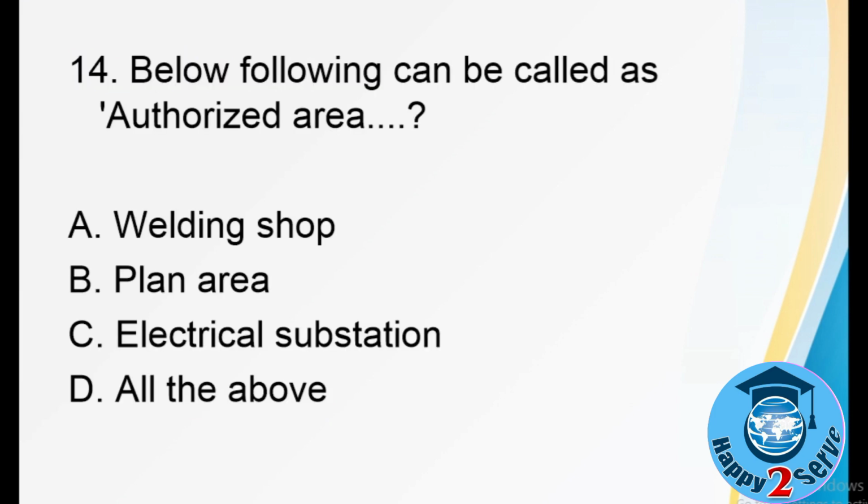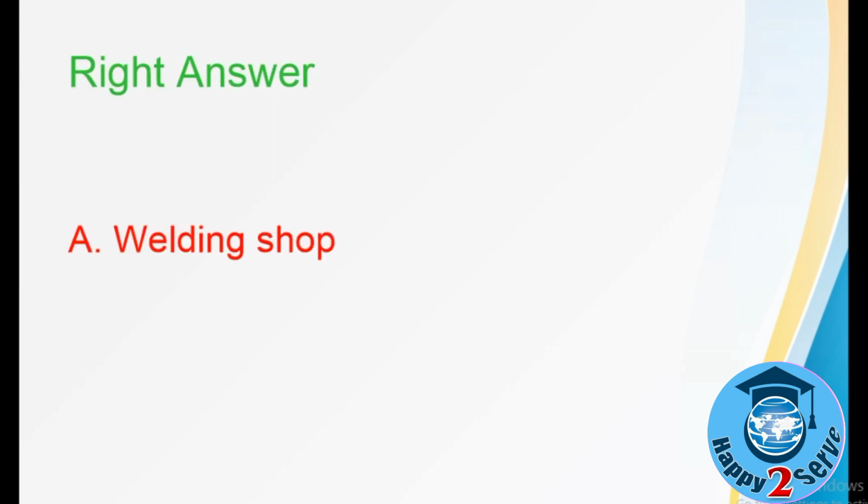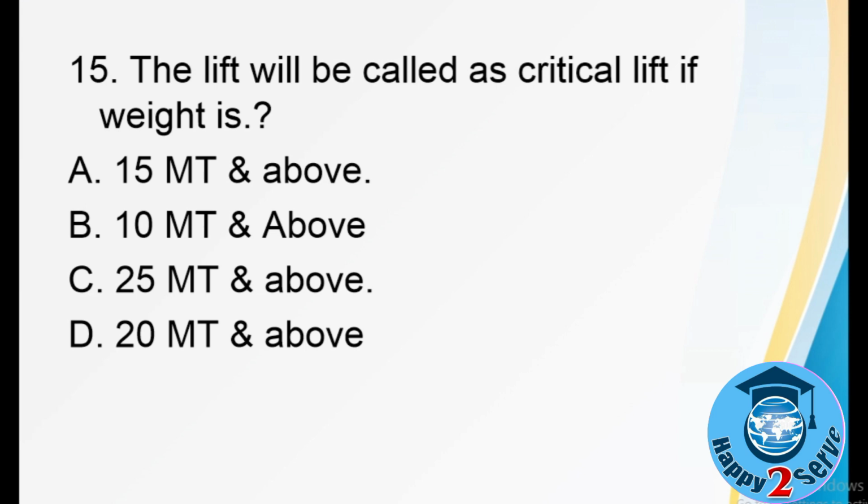14. Which of the following can be called an authorized area? A. Welding shop. B. Plant area. C. Electrical substation. D. All the above. Right answer: A. Welding shop.